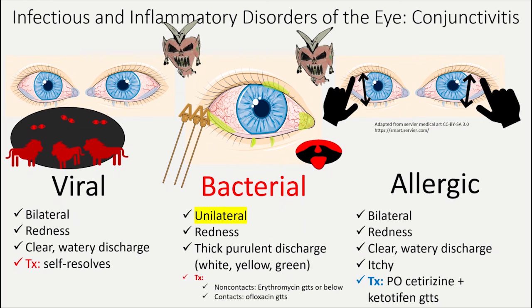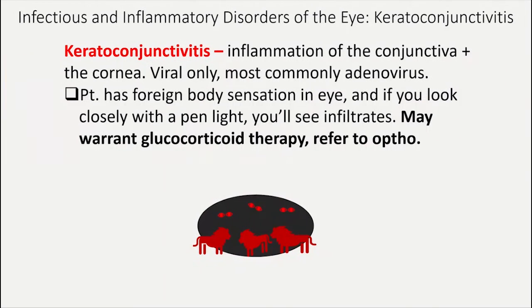Again, you always have to make sure there's no vision changes or any of the warning signs of serious ocular disease. Then keratoconjunctivitis is inflammation of the conjunctiva and the cornea. It's usually viral, usually adenovirus. Again, if you have this patient and you see some sort of infiltrate on your penlight exam, you may want to refer to ophtho. You should refer to ophtho because it may warrant glucocorticoid therapy.